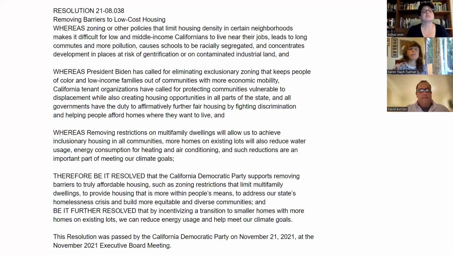And here's an example of a state resolution that I think is really great. It was drafted by Alfred Twu, who's a wonderful advocate for many wonderful things.